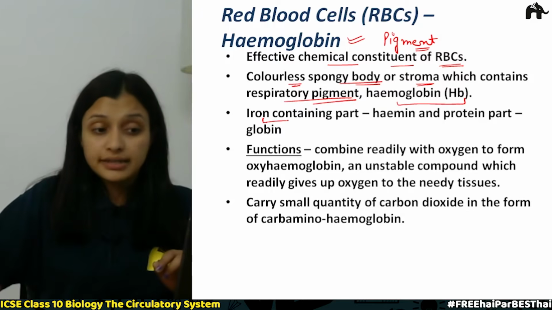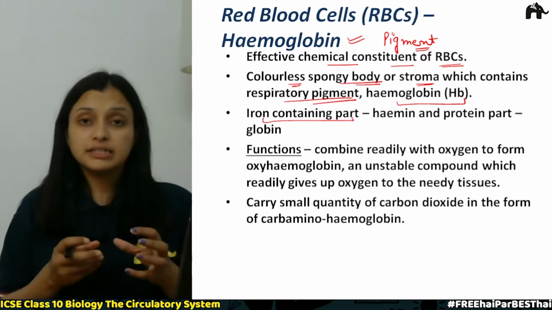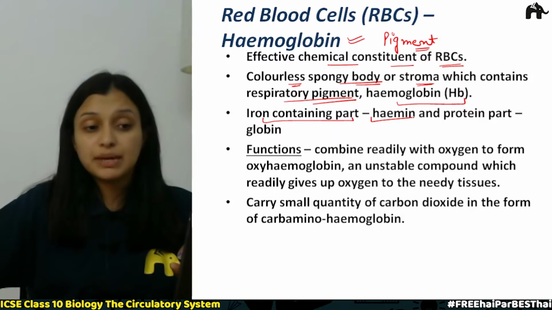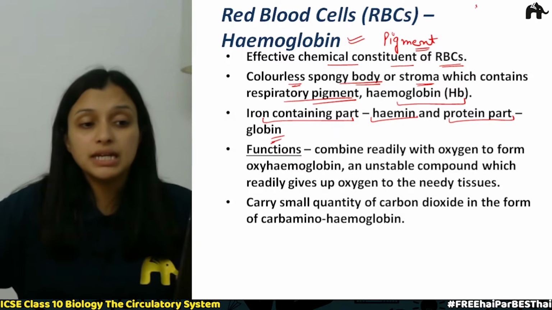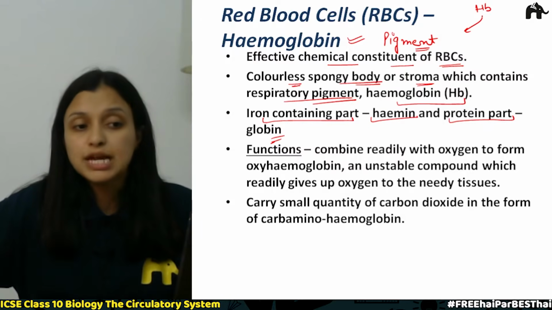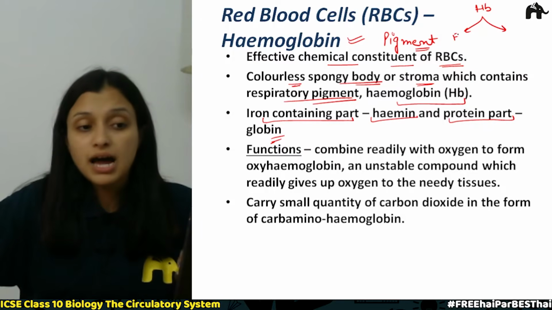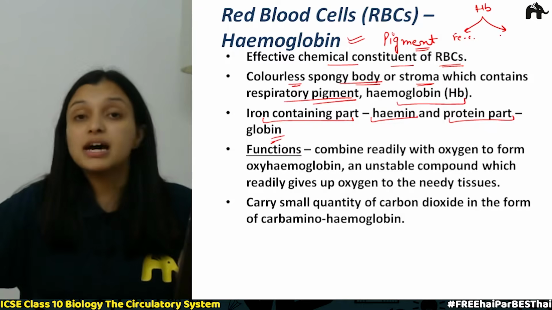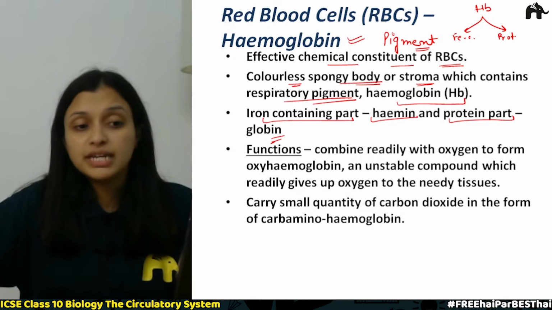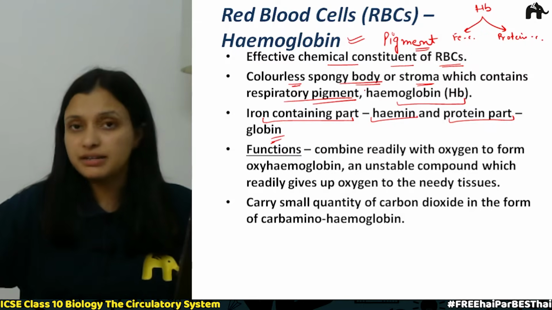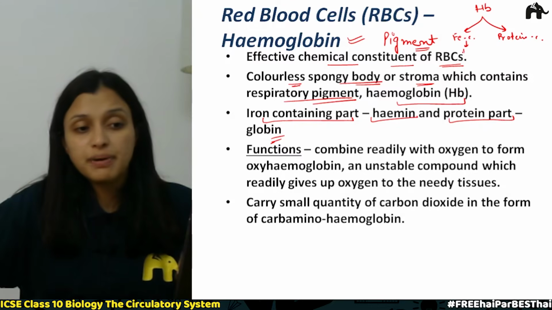Now, the iron containing part is called hemin, and there is a protein part which is called globin. So basically, hemoglobin has two parts. One is the iron containing part and the other is the protein containing part, right? So the iron containing part is hemin, right?